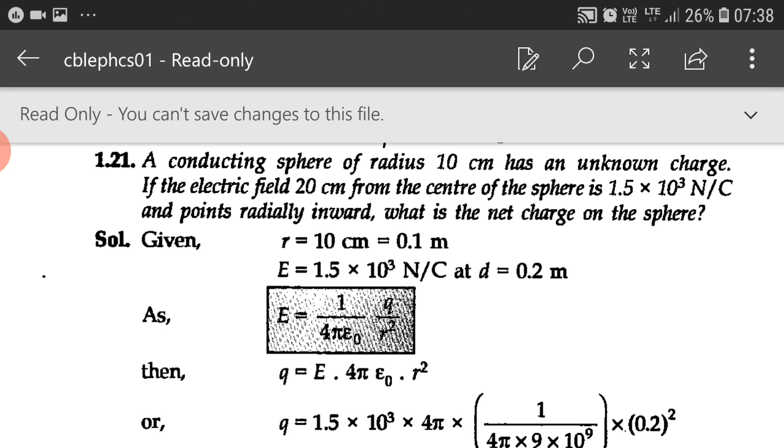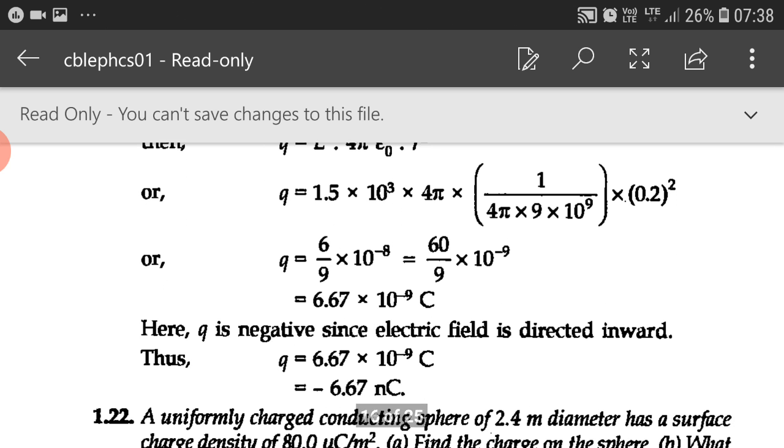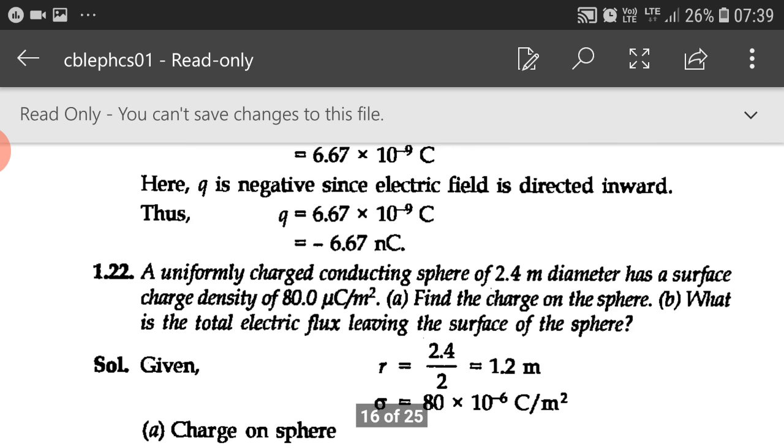And this is given to you, 20 centimeters. Convert this into meters, 0.2 meters. Then Q is to be calculated. This Q equals to what? 4 pi epsilon naught E r square. Put the values and calculate Q. This Q finally comes out to be 6.67 × 10^-9 coulombs. So charge will be negative. You can put negative sign, minus 6.67 nanocoulombs. Nano means what? 10 to the power minus 9 coulombs.